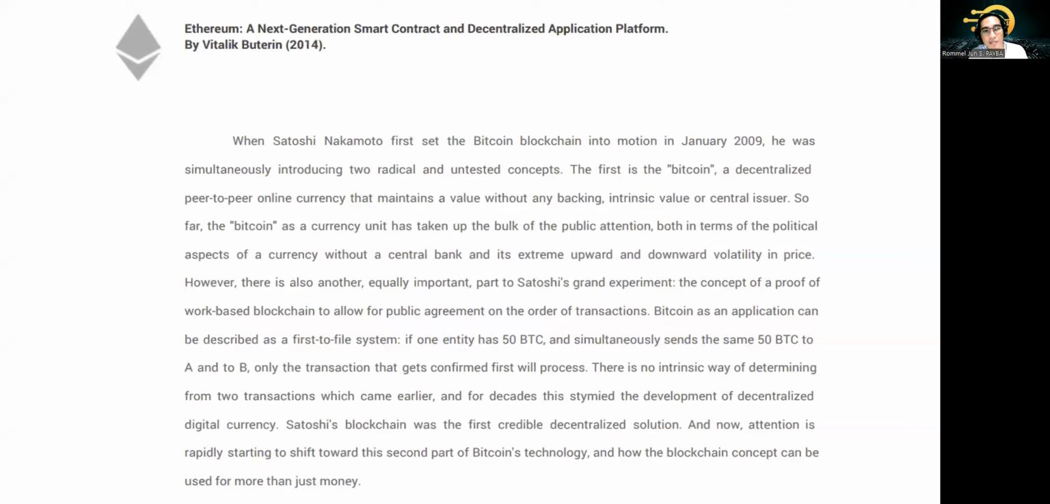This is Ethereum's white paper. Its goal is to create a platform for decentralized applications, or what they call DApps. We'll get to that later, especially with the Ponzi schemes and the scams. Of course, it also has its own cryptocurrency, which is called Ether. So you see, there is more than one blockchain and not just Bitcoins.